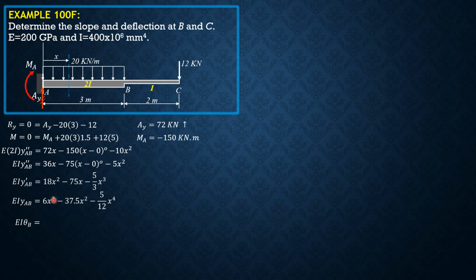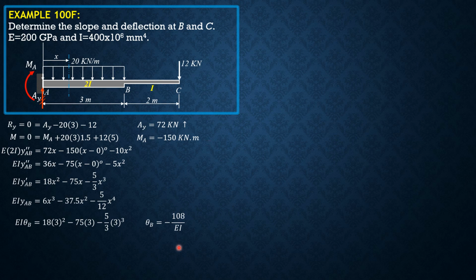We can now evaluate theta B by setting x equals 3. So EI theta B equals 18 times 3 squared minus 75 times 3 minus 5/3 times 3 cubed. So solving, theta B equals negative 108 over EI. Of course, it's negative because it is sloping downward. The tangents are sloping down to the right. That's a negative slope.